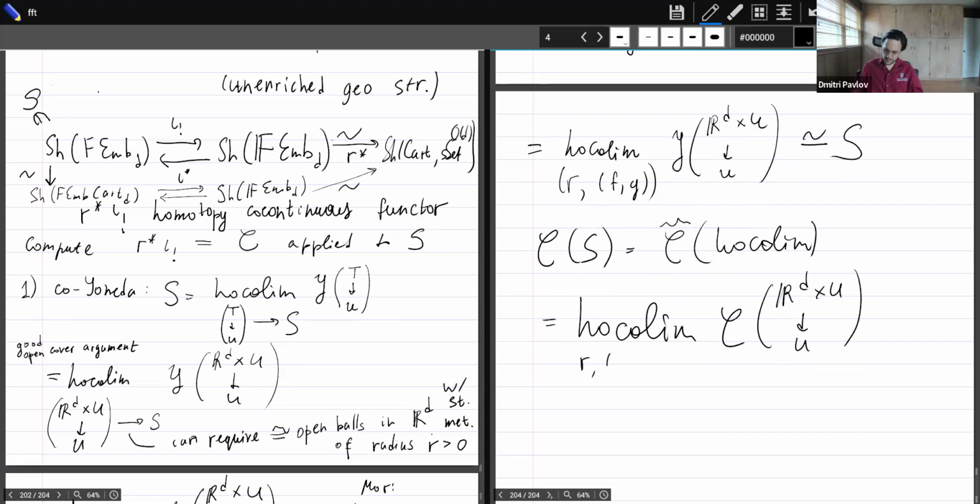So it's the same indexing category. And what is C of such a representable? Well, C is, just to remind you, R star of iota shriek. Iota shriek of a representable will simply produce the same representable but in the enriched sense. And then R star, just to remind you, restricts to another subcategory, whose only object is this object, and morphisms will be just rotations of Rd.